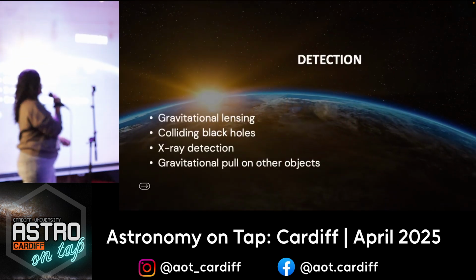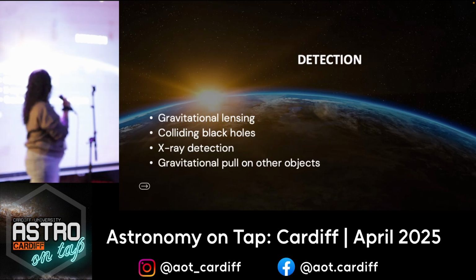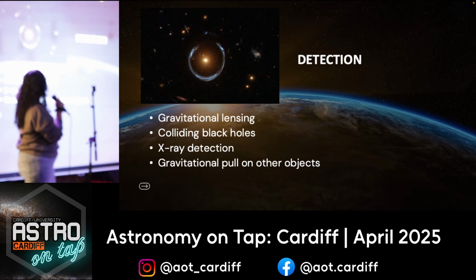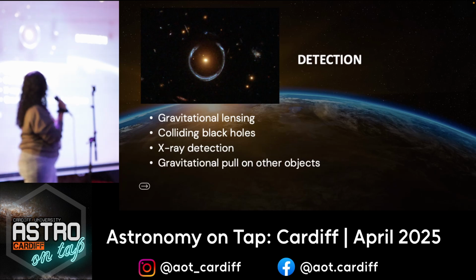Moving on to the detection. Black holes are generally detected using these 4 categories. First is gravitational lensing, that can be seen in the black hole itself. This is an Einstein ring that shows 2 different galaxies. One of the galaxies is magnified because of the middle galaxy.